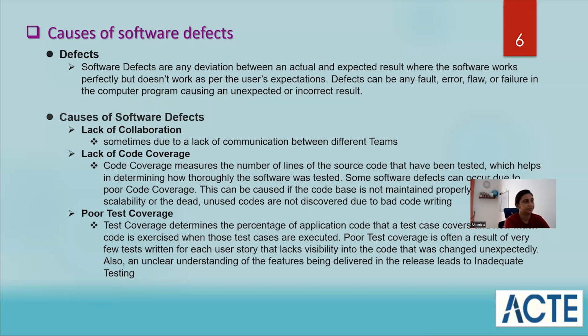Now let's see how a defect occurs. What are the causes of software defects while developing in the SDLC, software development life cycle? The first point is lack of collaboration. Sometimes what happens, let me give you an idea how it works.